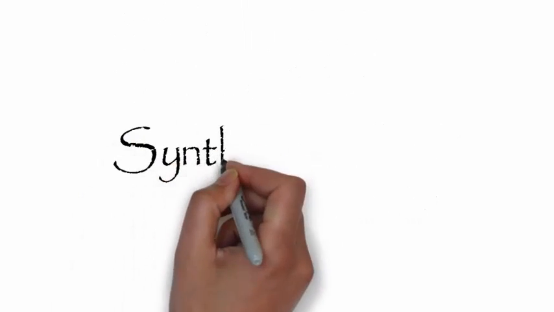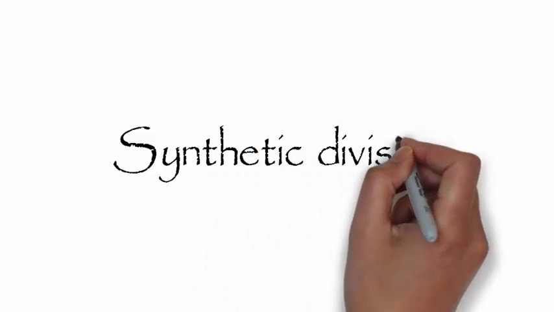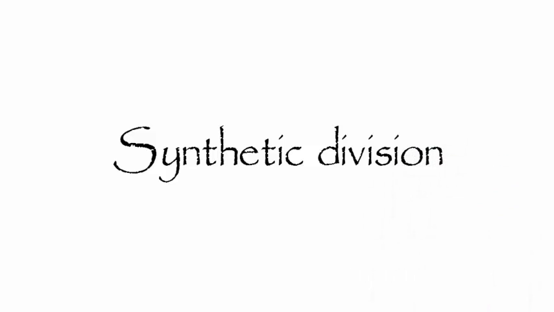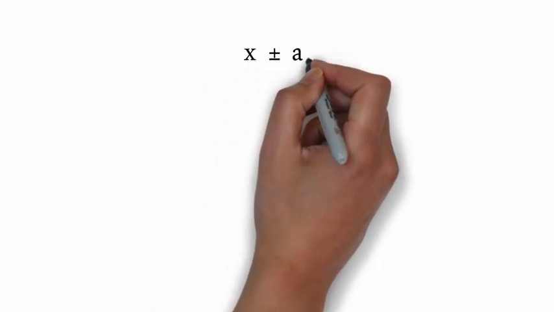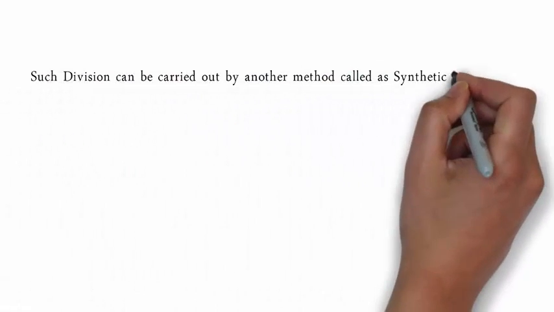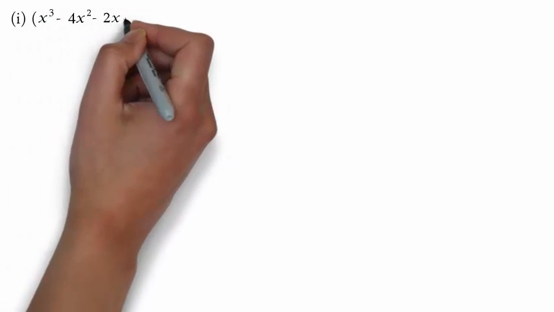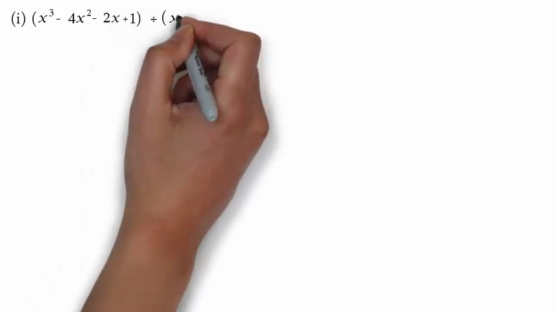Synthetic division. In the earlier part, we have seen how to divide a polynomial p of x by a polynomial q of x when q of x is not equal to 0. We now learn a method to divide a polynomial when the divisor is of the type x plus or minus a. Such division can be carried out by another method called synthetic division. Example: divide x³ minus 4x² minus 2x plus 1 by x minus 3.